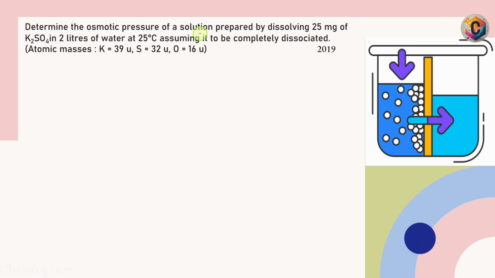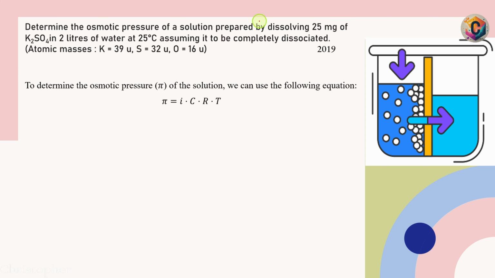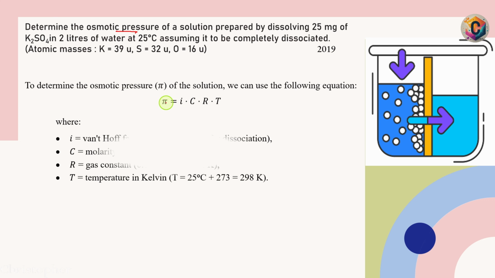Determine the osmotic pressure of a solution prepared by dissolving 25 mg of K2SO4 in 2 liters of water. Assume that this experiment is performed at 25 degrees Celsius and that it undergoes complete dissociation. Right? Let me tell you how to answer this question. The formula to find osmotic pressure is pi is equal to iCRT. Just know that you know all the terms for finding osmotic pressure. The first thing is to find the molarity of the solution.